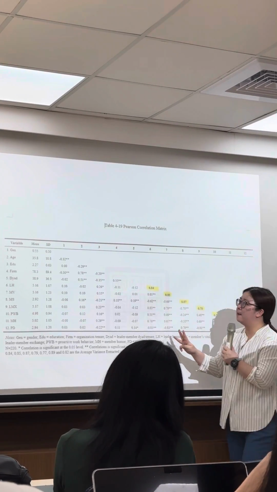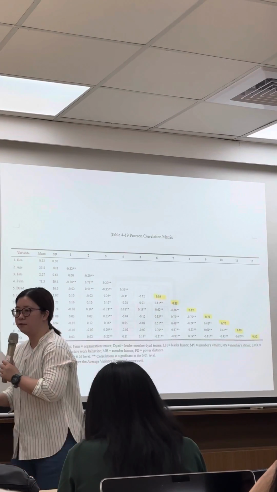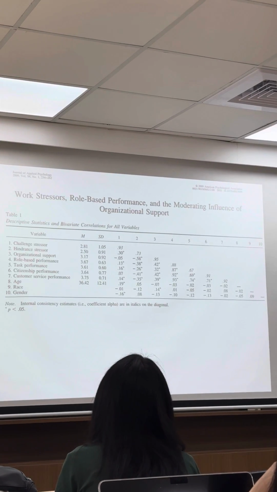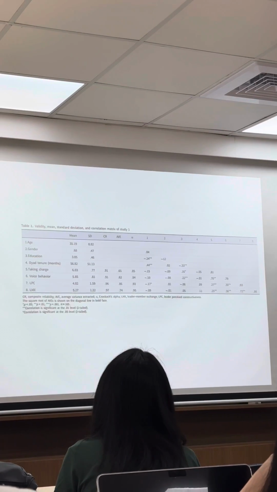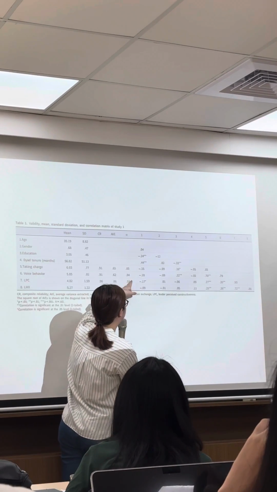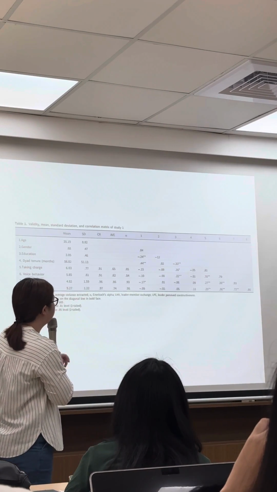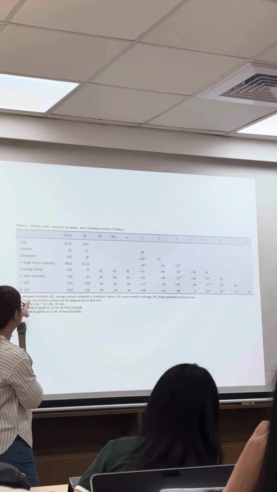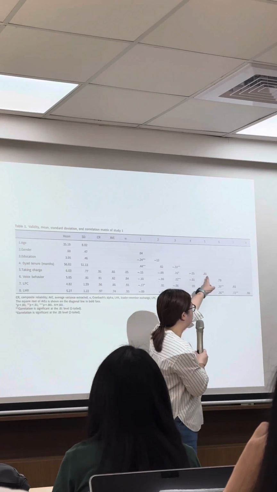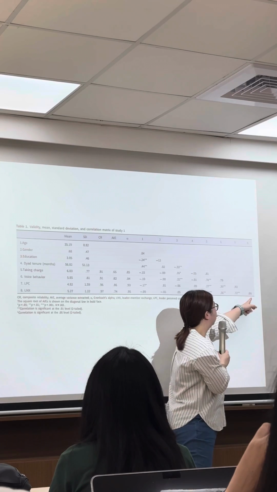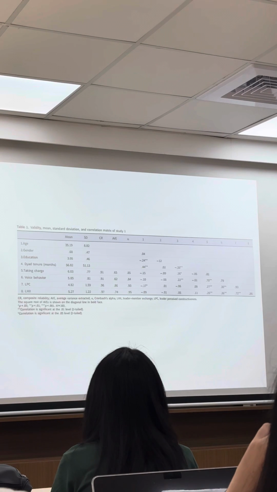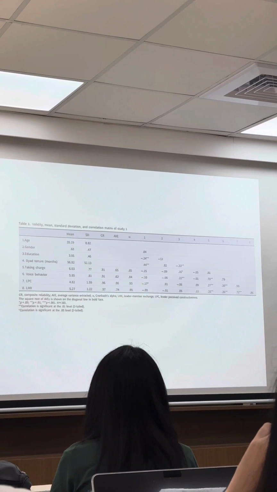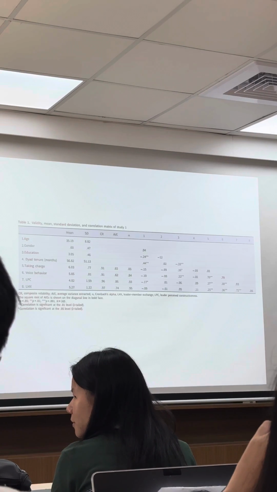The next thing is the Cronbach's alpha. You have to be able to explain the alpha. And the third one is the square root of AVE. The square root of AVE is this line. You have to be able to explain what it means and how it helps with your data validity. So this is how to explain a table.